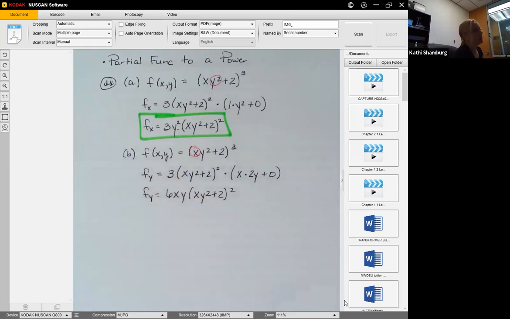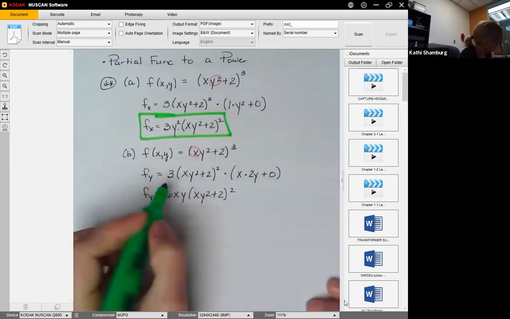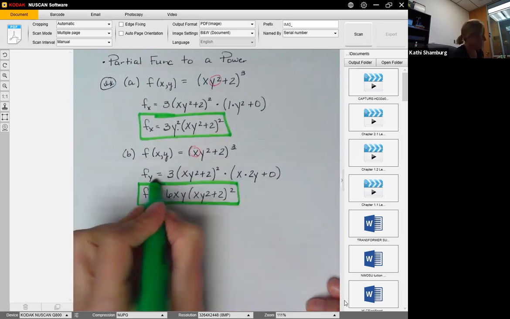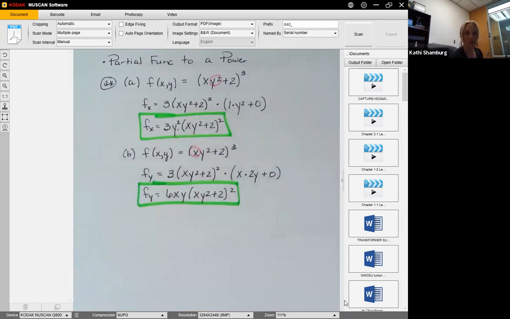Whoops. I like to keep my colors the same. I grabbed my pink highlighter and I wanted my green one. All right, so that's partial function to a power.